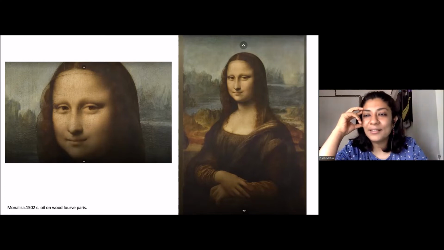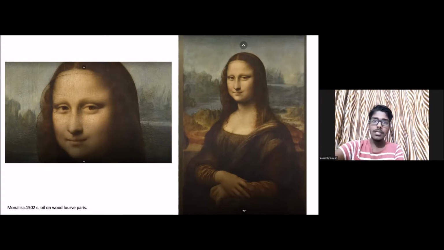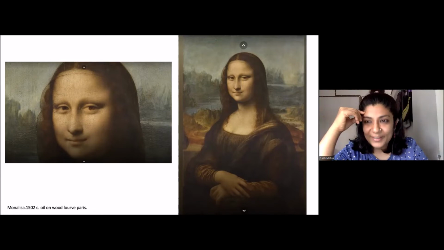Just look at her lips. Just look at it closely. Her eyes. Also her eyes. Yeah. What is common in that? Just try. Don't give shadow, a very soft shadow. Yeah. Anything else?